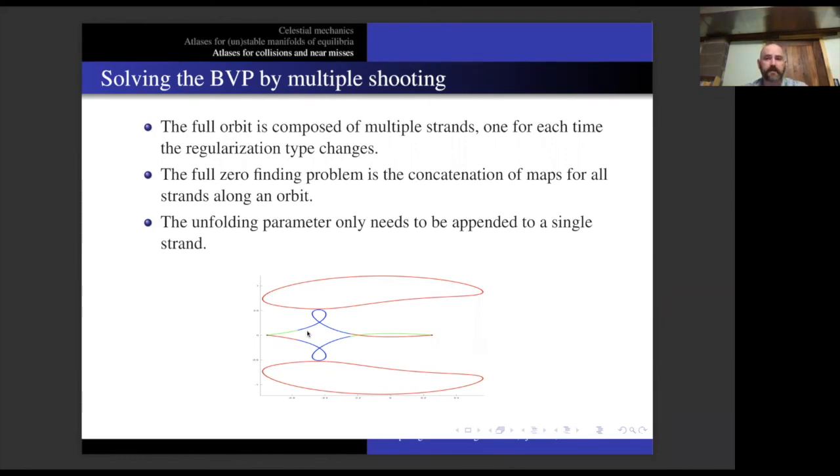Now for that zero finding problem, again, we use typical methods for validating it.